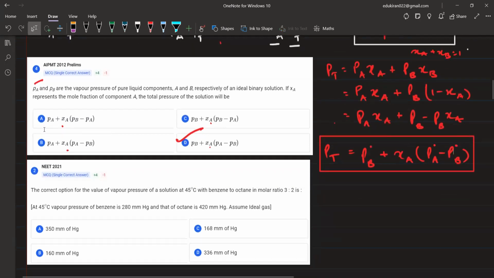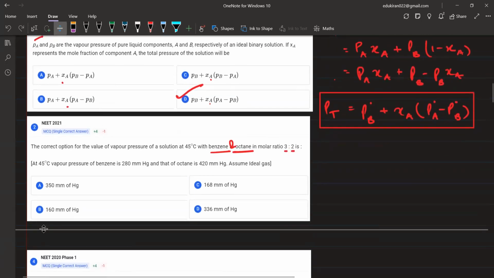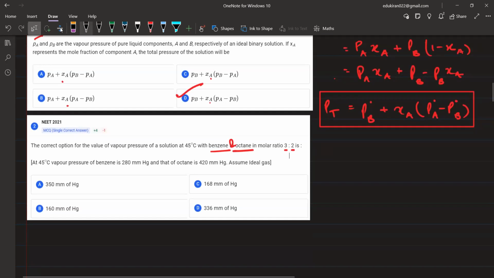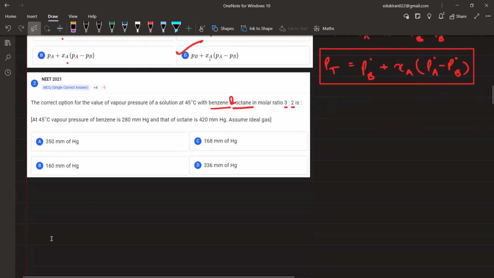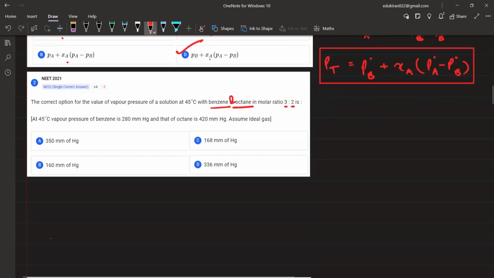Right, next question. The correct option for the value of vapor pressure of a solution at 45 degrees Celsius, with benzene and octane in molar ratio 3:2. Okay. Take 1 minute to decide. Okay, I'm giving you 1 minute.